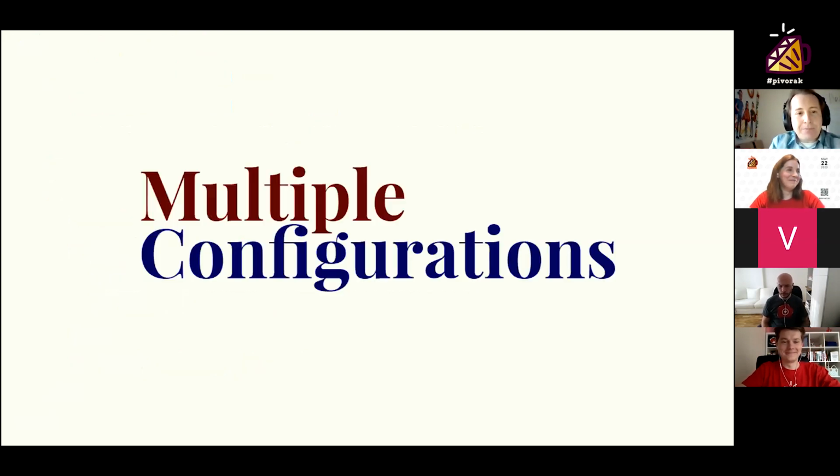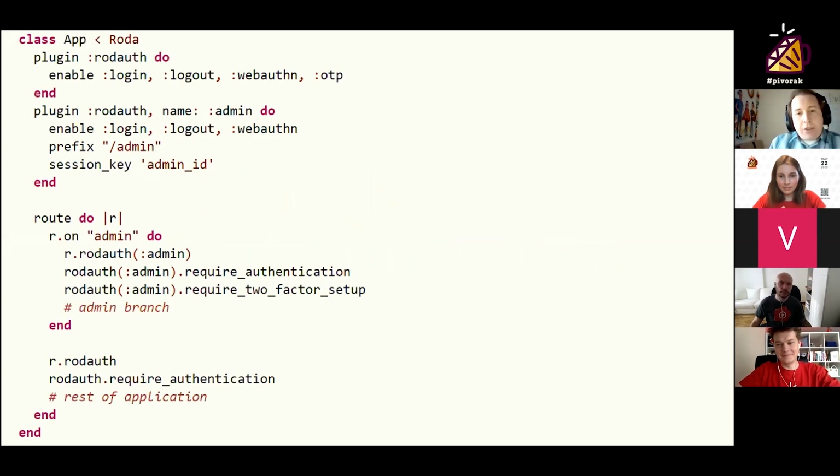How about cases where you need multiple different types of authentication in the same application? Maybe you're issuing WebAuthn security keys to all admins and you want to enforce their use. But for regular users, they have the option of using WebAuthn or TOTP authentication if they choose to, but they're not required to set it up. So let's walk through how to set this up in Rodauth.